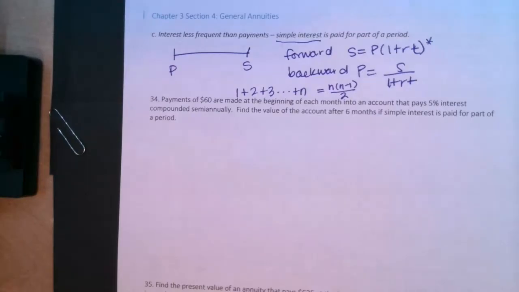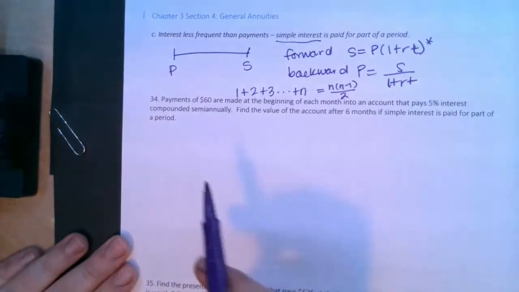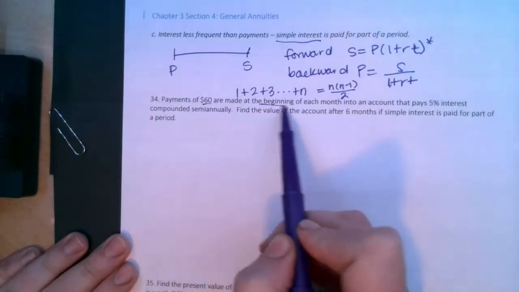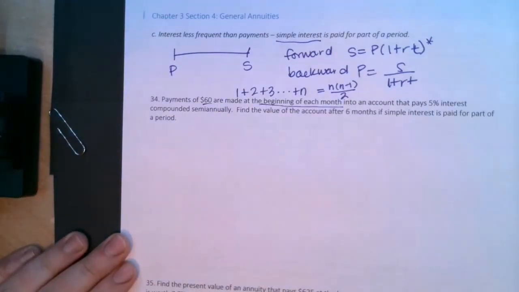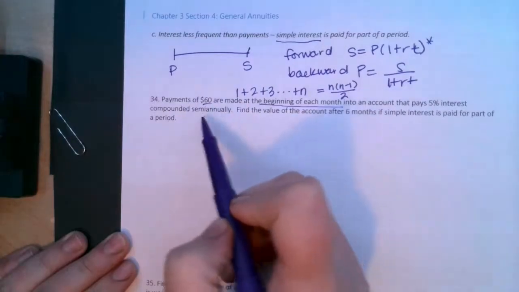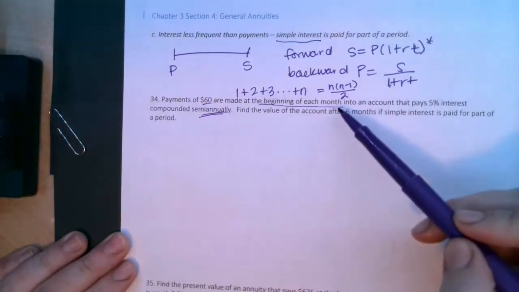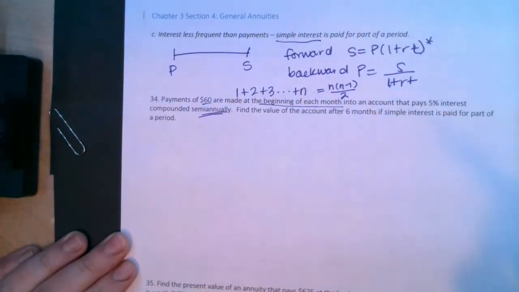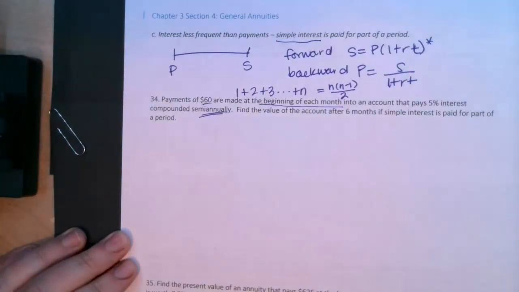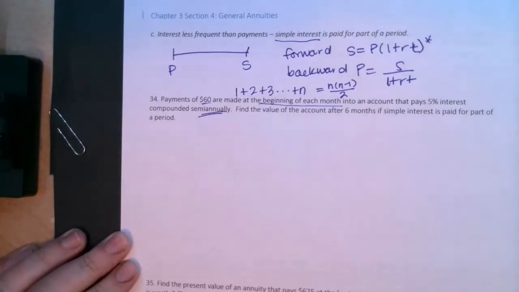Let's look at an example so you can see what I'm talking about. We're going to do example 34. We have payments of 60 made at the beginning of each month into an account that pays interest semi-annually. So already we have a conflict because we have months and semi-annually. Find the value after 6 months if simple interest is paid for part of a period.